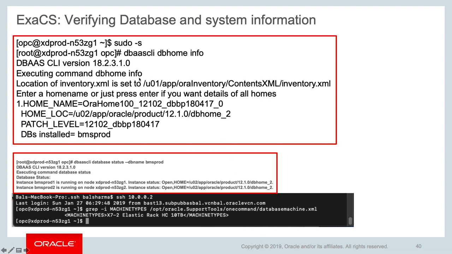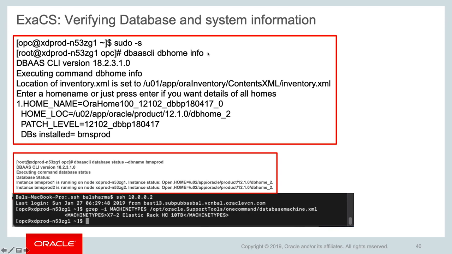Once the Exadata system is provisioned, we will be verifying the database as well as system information. So the first time you have to log in, you will be using the opc user, and opc has sudo rights. So it can sudo to root, grid user as well as oracle user. From the root user, I have given the command dbaascli, which is a command line interface, dbhome info. So it shows me the dbaascli version is 18.2310 and all the details about my database home, the location, the patch set level which we have selected during provisioning, and the database name which we created.